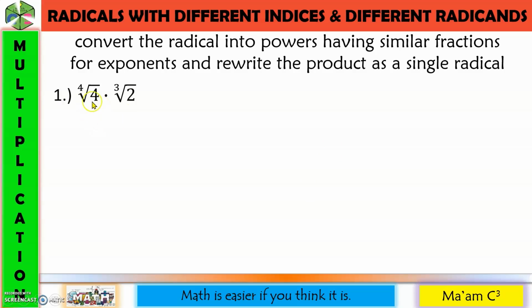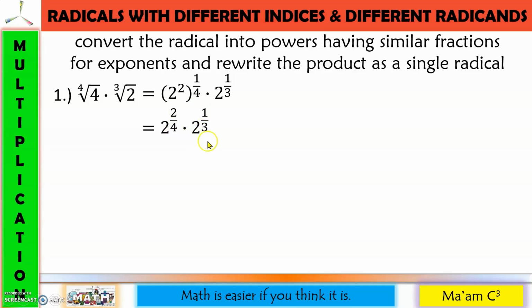Number 1, so I'm going to express this into exponential form. I'll express 4 as 2 squared. So this will be 2 squared raised to 1/4. And then this one is 2 raised to 1/3. Then I'll multiply the exponents. 2 times 1 is 2. So I have 2 raised to 2 over 4. And then I'll copy 2 raised to 1/3. Laws of exponents, same base, I'll copy the base. And then I'll add the exponents.